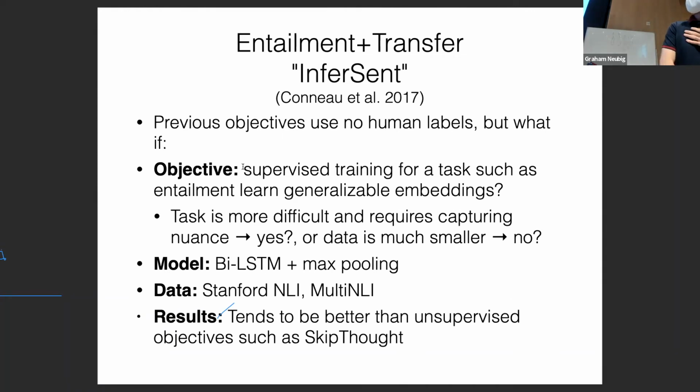So the question that they basically asked was, does supervised training for a task such as entailment learn generalizable embeddings? The potential answers to that question are: because the task is more difficult and requires capturing nuance, the answer might be yes. Or because the data is much smaller, the answer might be no. So basically, they tested this hypothesis in this paper, and they found that in general, the inference embeddings that they trained from the NLI tended to do better than unsupervised objectives, basically.